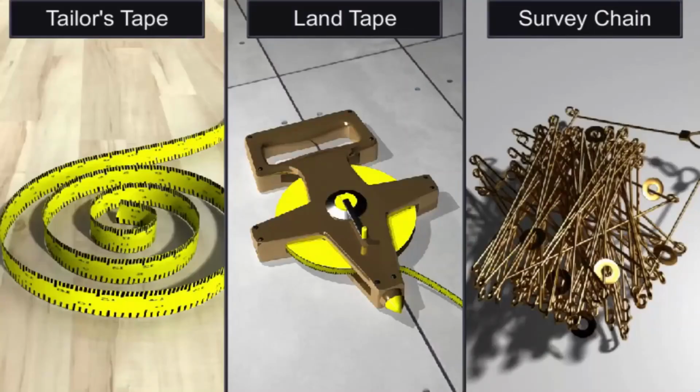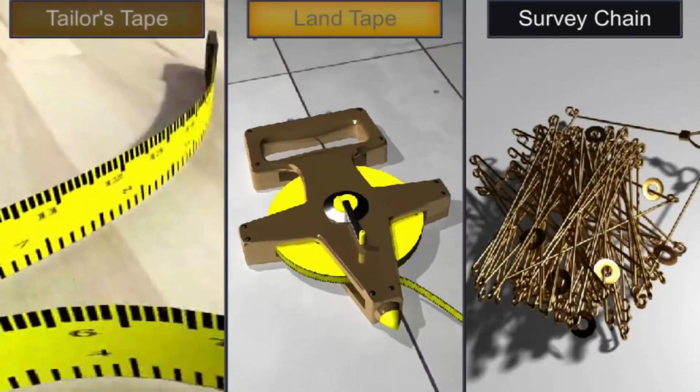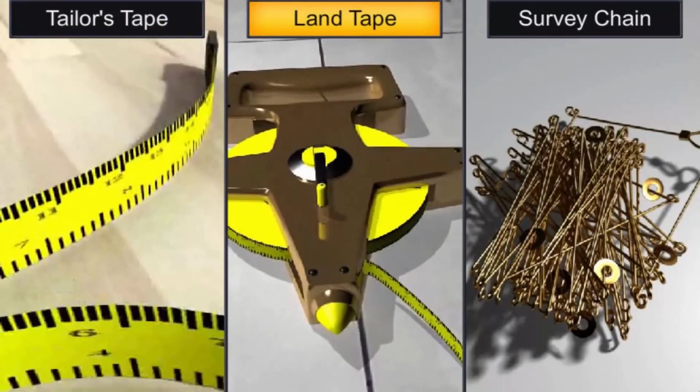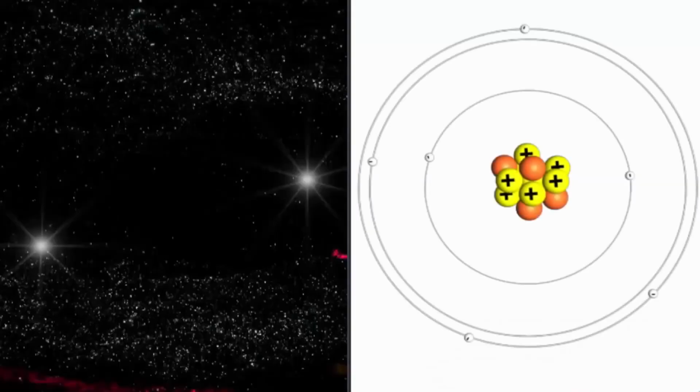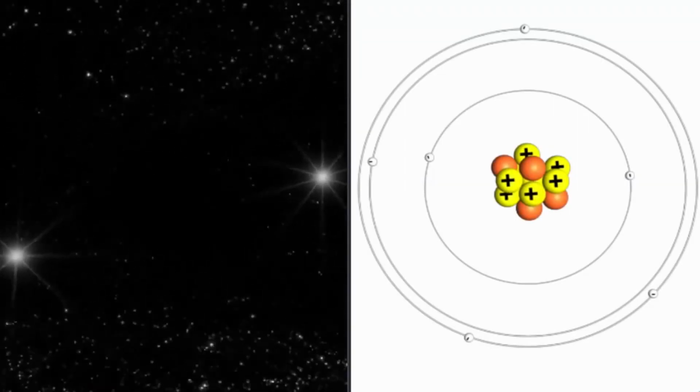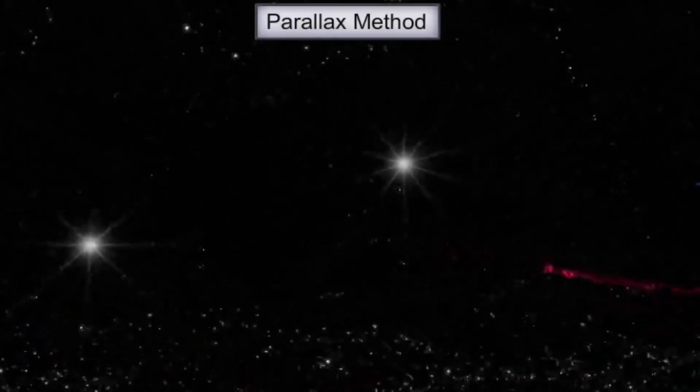You can easily measure length of various entities using appropriate instruments such as a tailor's tape for length of a cloth, a land tape for length of a building, a survey chain for length of roads, etc. However, lengths to be measured can be as large as distance between two heavenly bodies or as small as the radius of an atom. To measure large distances, we employ an important method called the parallax method.